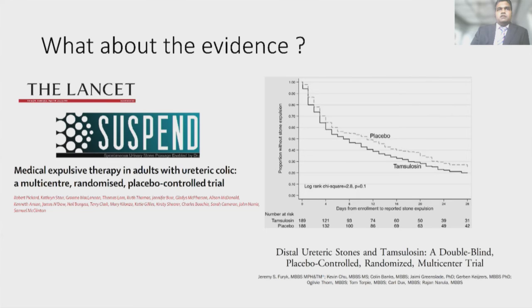So what happens if the obstruction goes untreated and you don't relieve the obstruction? Well, there are so many animal studies which show unilateral obstruction clearly causes declination of the renal functions. For obvious ethical reasons, we don't have that sort of studies in humans, but this is one of the best available studies, which of course shows there's absolutely no difference between a placebo and tamsulosin or an alpha blocker in terms of stone expulsion rates.